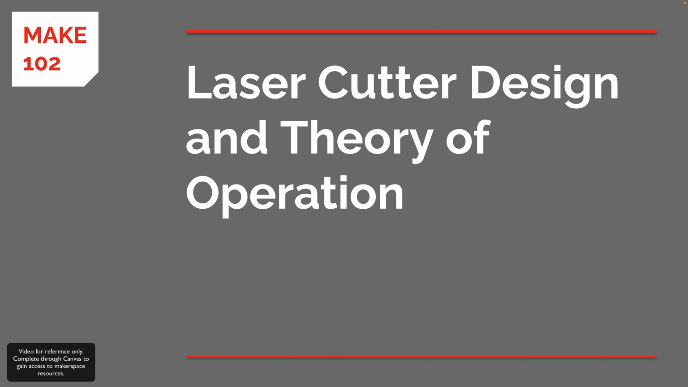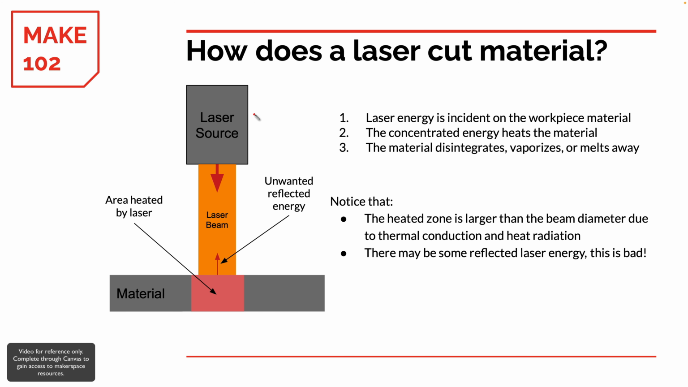All right, so let's start talking now about how laser cutters actually work and how they cut material. At the top of the laser cutter, we have a laser source. This is emitting laser radiation down. At the bottom, we have some material, and the laser beam puts that energy onto the material, and that is going to cause the material to heat up.